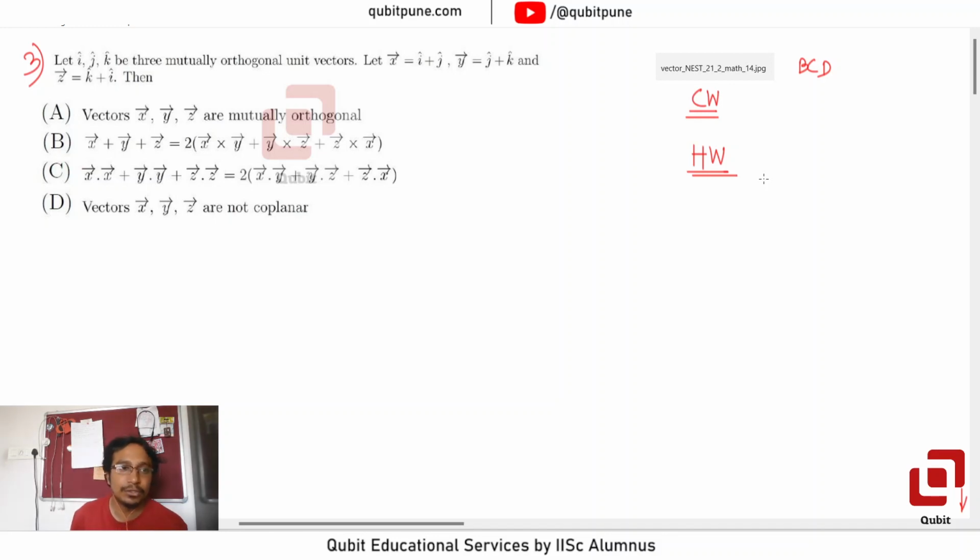Option A, mutually orthogonal. B, x plus y plus z is 2 times x cross y plus y cross z plus z cross x. C, x dot x plus y dot y plus z dot z equal to 2 times x dot y plus y dot z plus z dot x. D, vectors x, y, z are not coplanar. It will come out, it is easy. I'm leaving this to you.